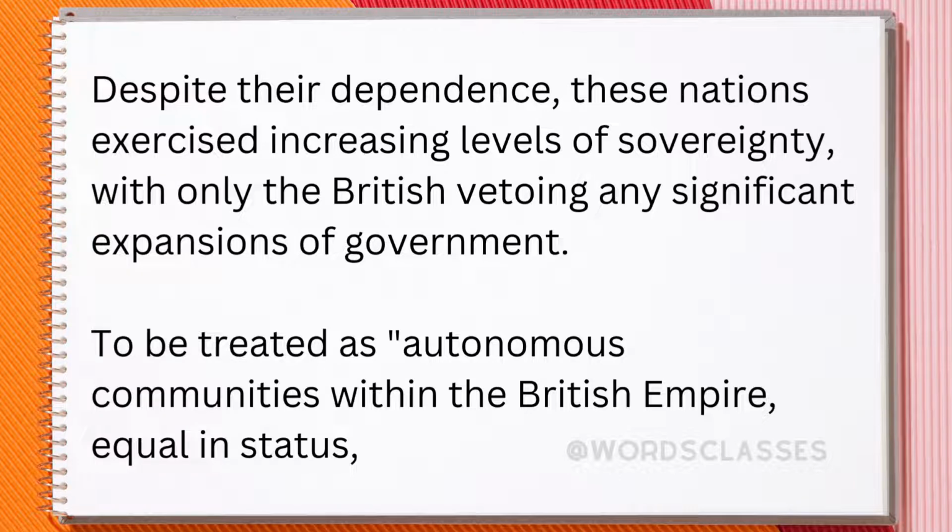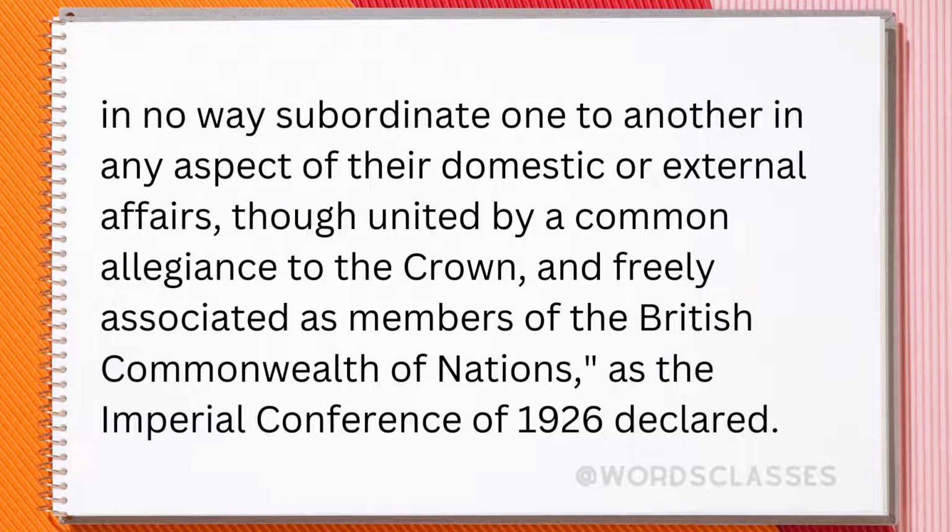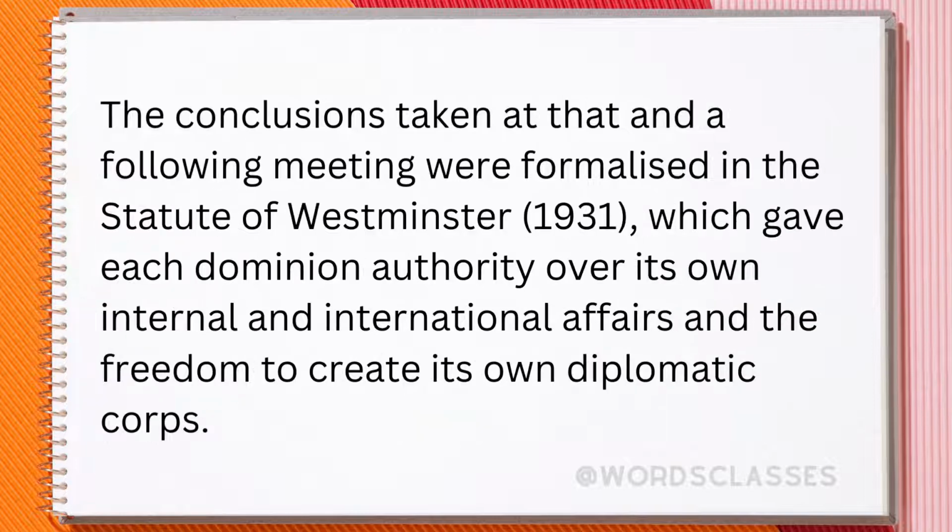They were to be treated as autonomous communities within the British Empire, equal in status, in no way subordinate one to another in any aspect of their domestic or external affairs, though united by a common allegiance to the Crown, and freely associated as members of the British Commonwealth of Nations, as the Imperial Conference of 1926 declared. The conclusions taken at that and a following meeting were formalized in the Statute of Westminster, 1931, which gave each dominion authority over its own internal and international affairs and the freedom to create its own diplomatic corps.